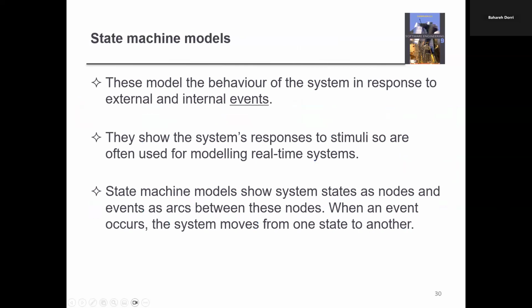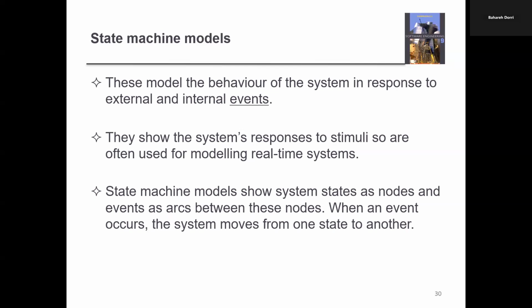Now let's talk about state machine models, which are really helpful when we want to understand how a system behaves in response to different events. We use these models when we are dealing with external and internal events, things like a button press, a login request, or even a system timeout. What makes these models particularly useful is that they focus on how the system responds to stimuli. So they are often used in real-time systems where actions depend on triggers, think elevators, traffic lights, or medical devices.